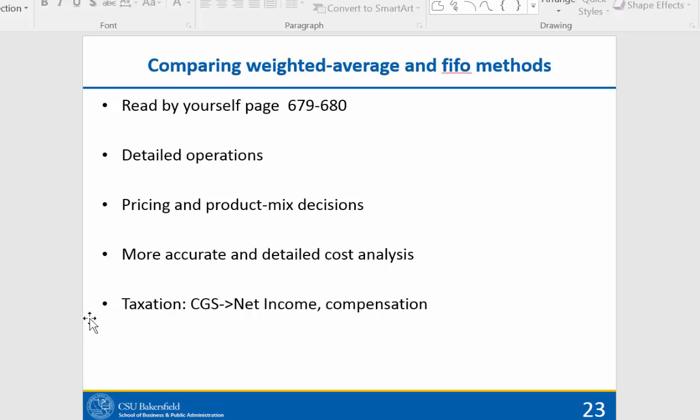Alright, so I think this is about the left FIFO that we couldn't touch in the class lecture. I hope you will understand the FIFO method better and know how to compare weighted average and the FIFO methods.